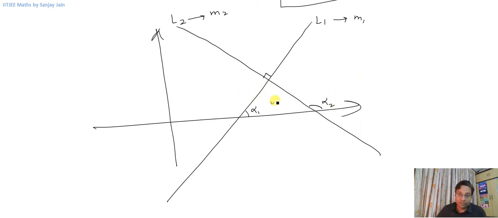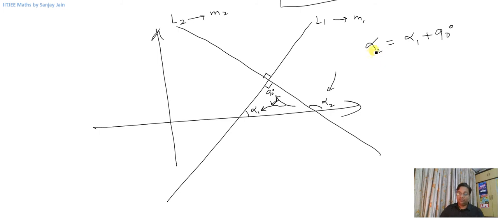Now look at this triangle here. What is this angle? This is 90 degrees, right? And alpha 2 is the exterior angle for this triangle and is equal to the sum of opposite interior angles, right? So this is the property of a triangle. Alpha 2 is equal to alpha 1 plus 90 degrees.